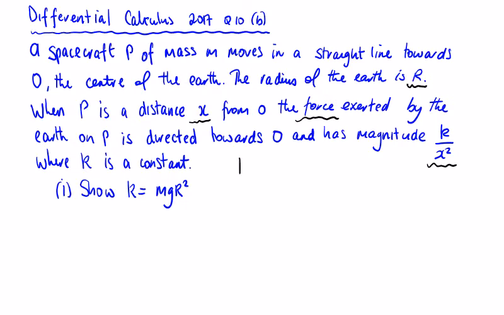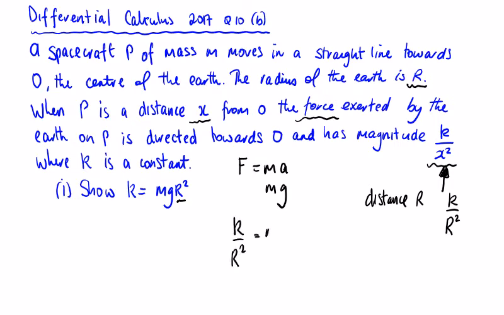Okay, well, we're dealing with force here, and force is equal to mass times acceleration. And in this case, gravity is bringing it towards the Earth. The force at a distance x is k over x squared. Now we have an r in here, so the force at a distance r must be equal to k over r squared. So that's my force. So k over r squared would be equal to mg. So then k is equal to mg r squared, and that's what we're looking for here.